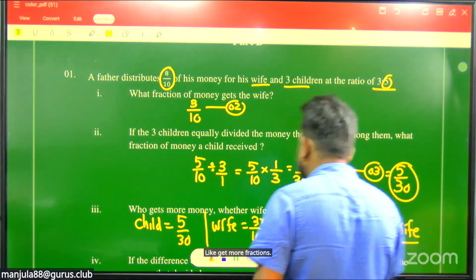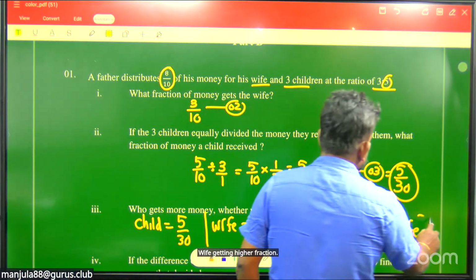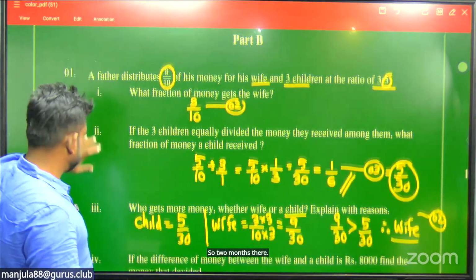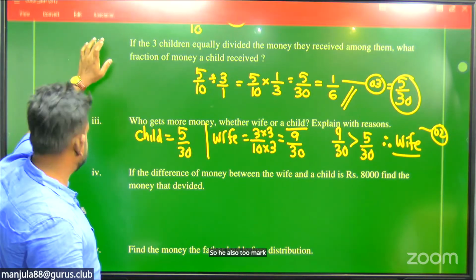Wife getting higher fraction. So 2 marks there. So here also 2 marks. We have five parts there.